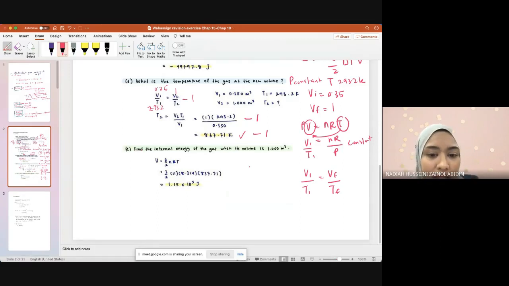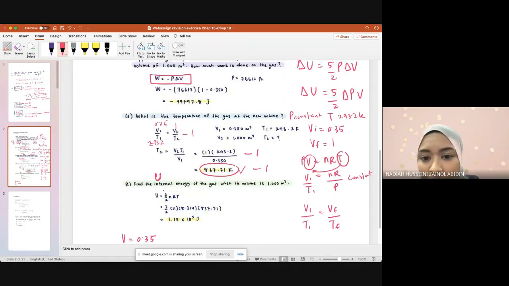So okay, find the internal energy of the gas. So internal energy is always about U, not the state. Remember, state is PV equals nRT. U is internal energy of the gas when its volume is 1 meter cube. Now you know that when the volume is 1 meter cube, the temperature is this. Okay, masa dia punya volume was 0.35, temperature dia berapa? 293.2. P was what was the value?